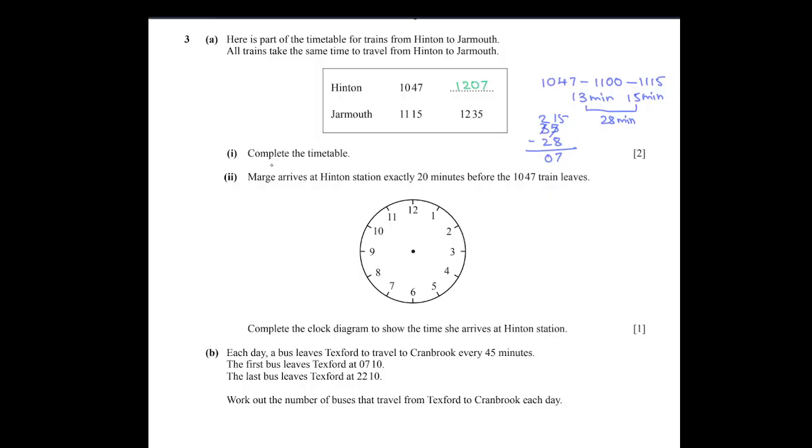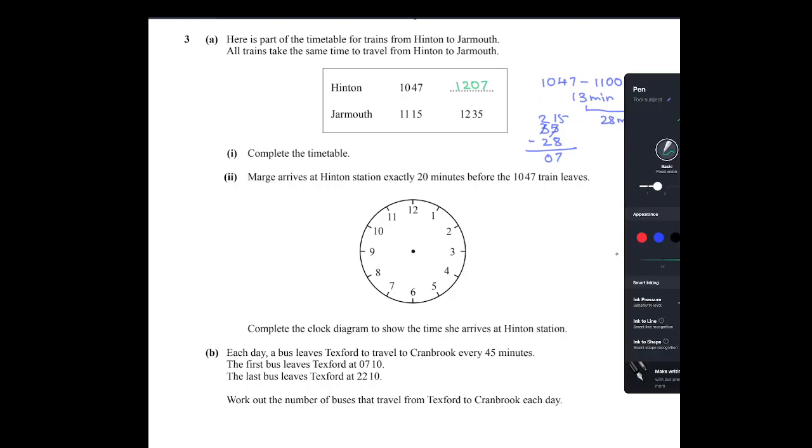Question number 1 is done. Timetable is completed. Marge arrives at Hinton station exactly 20 minutes before the 10:47 train leaves. So the train timing is 10:47. She reached 20 minutes earlier. So 20 minutes earlier than 10:47 will be 10:27, because 47 minus 20 is 27.